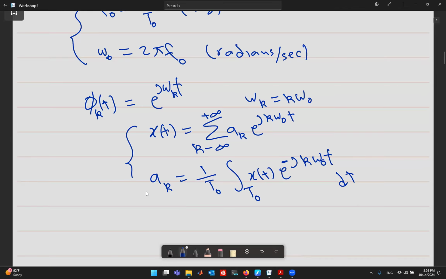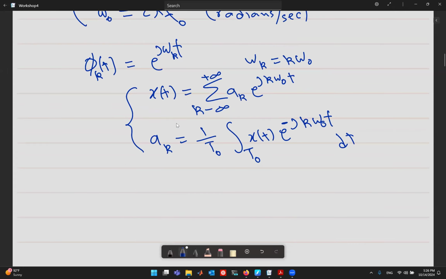And we'll use those two equations in the following examples. This one is called the synthesis equation, because we synthesize x(t) in terms of those harmonics and their scaling constants. And this equation is the analysis equation. We are analyzing x(t) into its harmonic content, or frequency content.